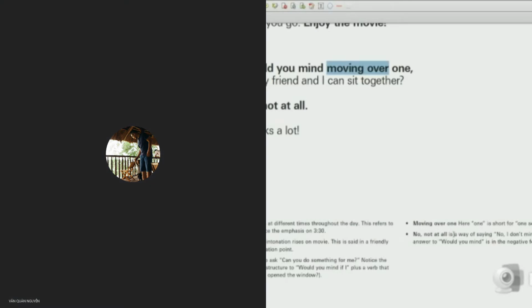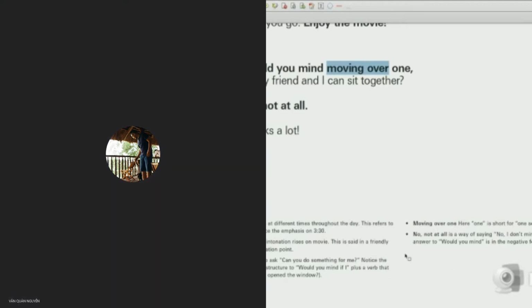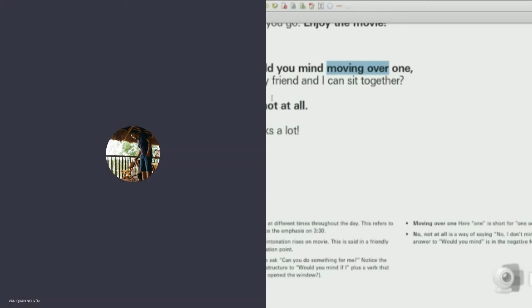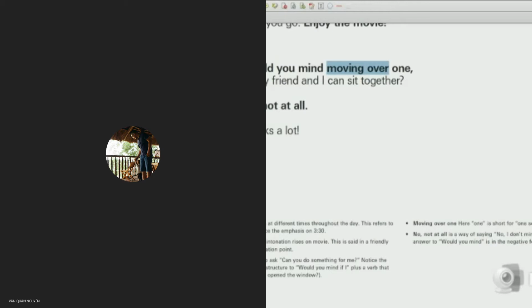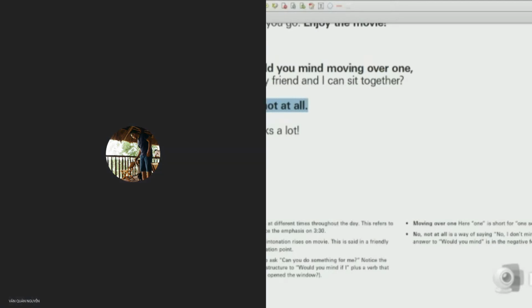Okay, and the last one, no, not at all. It is a way of saying, no, I don't mind, or I will be glad to. Notice the answer to would you mind is in the negative form. If someone asks you, would you mind or do you mind, and it's okay for you to do what he is asking, you say no. No, I don't mind, or no, not at all. But if you don't want to do what he is asking you to do, then you say yes, I mind. Yes, I do mind.